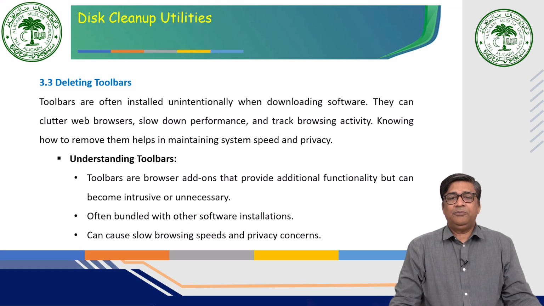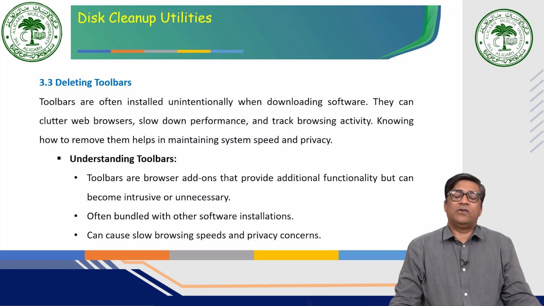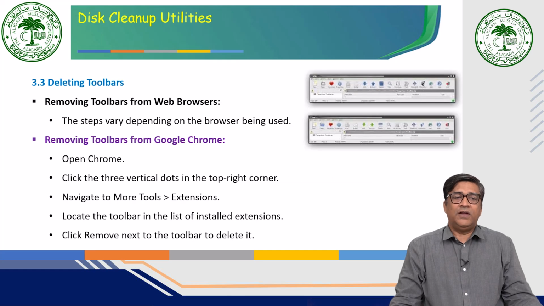Normally the steps are very simple. You have to go to the installed and uninstalled programs, where you can see the browsers and the toolbars that are installed on your machine, and simply uninstall them from your machine. As you can see on the screen, the steps are mentioned for how you can remove certain toolbars from your Google Chrome browser.